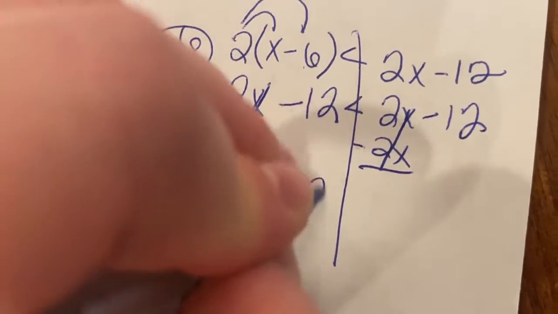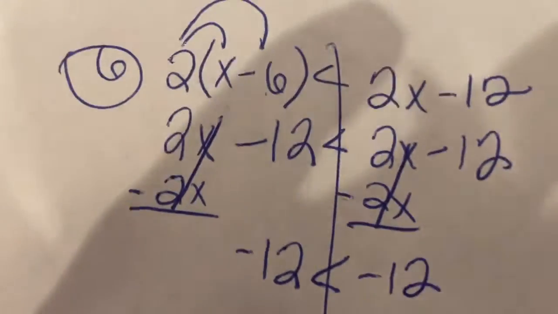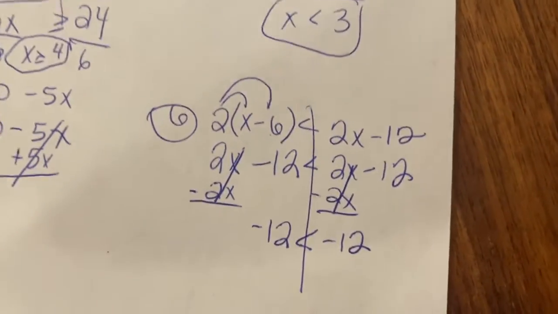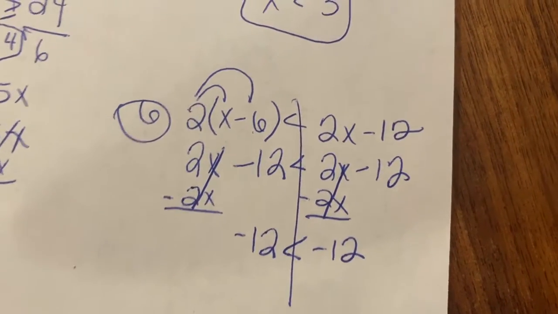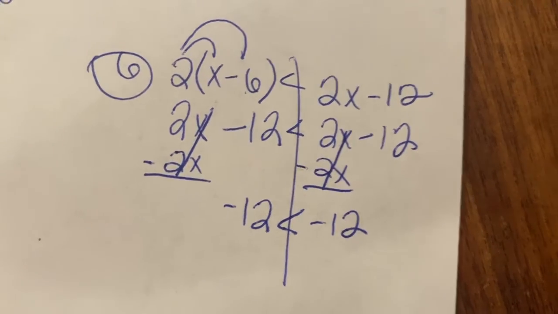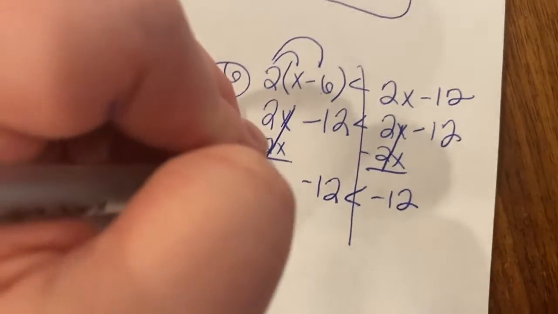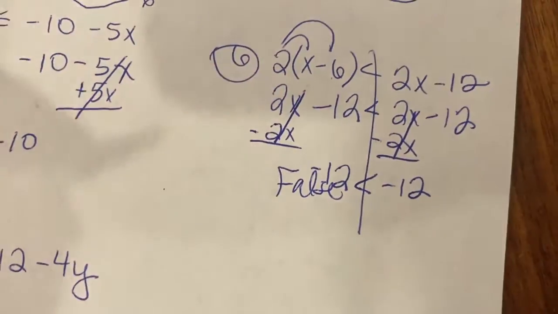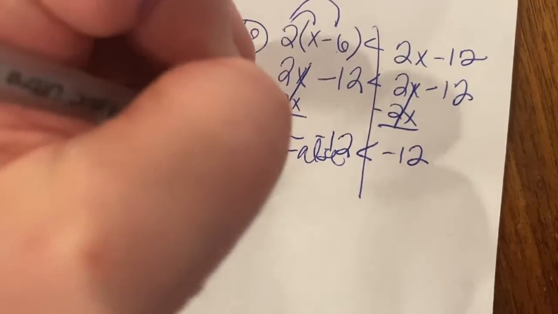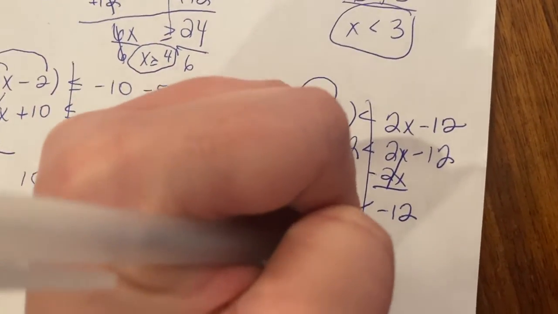I end up with negative 12 is less than negative 12. So here I'm left with a statement. Question. Is negative 12 truly less than negative 12? No, it's not. Negative 12 is equal to negative 12. It's not less than negative 12. So this is another false statement. So when it's false, we're going to say empty set or no solution. Okay, so that one's no solution.